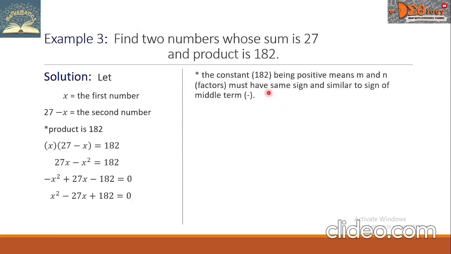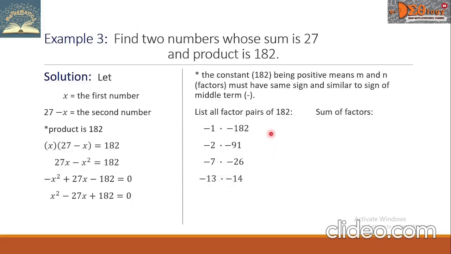Now the constant 182 being positive means m and n, or the factors, must have the same sign, and similar to the sign of the middle term. In this case, it is negative. Let us list all factor pairs of 182. Here they are, starting with negative 1 times negative 182, negative 2 times negative 91, negative 7 times negative 26, negative 13 times negative 14.